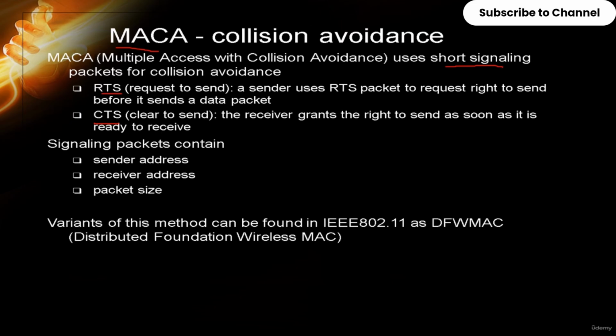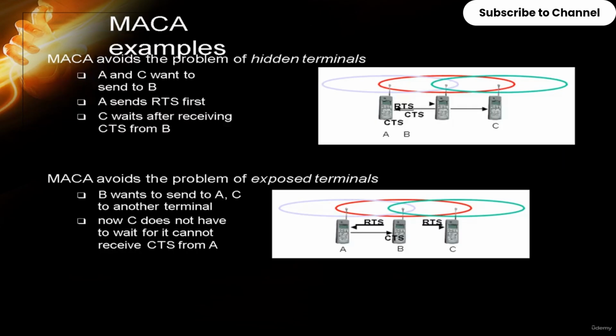RTS stands for request to send, and CTS stands for clear to send. In RTS, a sender uses an RTS packet to request the right to send before it sends a data packet, to check whether it can be sent or not. In CTS, the receiver grants the right to send as soon as it is ready to receive. These signaling packets contain the sender address, receiver address, and the packet size. With the help of these packets, the problem of hidden terminals and exposed terminals can be avoided.